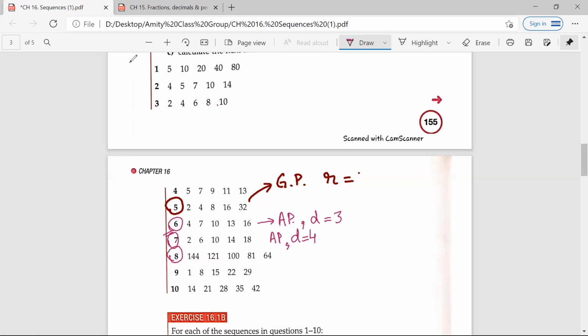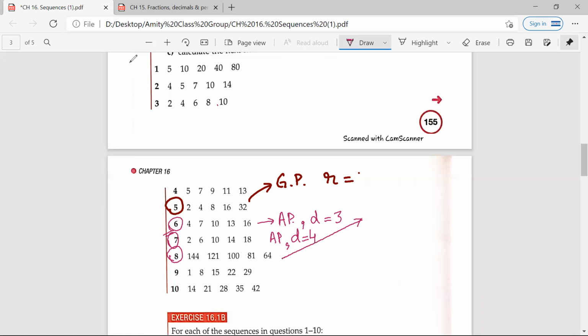Question number 8. Sanviji. I am not very sure of question 8, but it's a GP. Okay. But I don't know the term to term rule. They are all square numbers and they're going backwards. Okay. It's neither. Sanviji, what do you think? Yeah, I think it's neither.